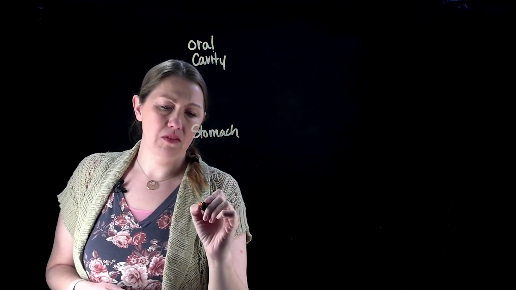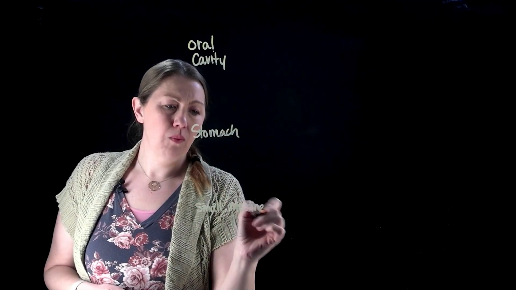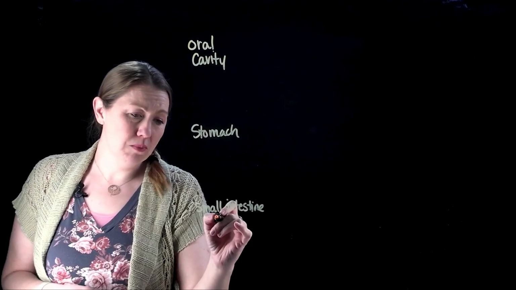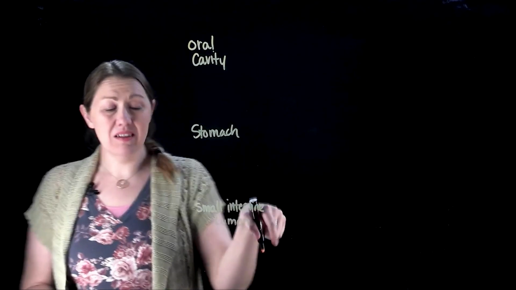So we're going to take some time to look at what's happening in the oral cavity, what's happening in the stomach, and what's happening at the small intestine. And with the small intestine, we're actually going to split this out into two parts. There's also going to be what's happening in the lumen. So what are you secreting into that space?